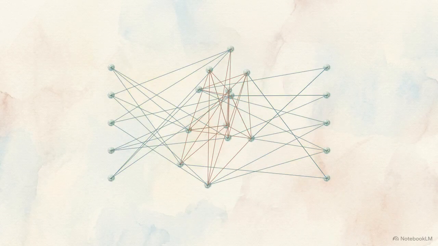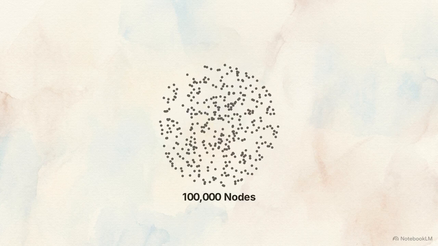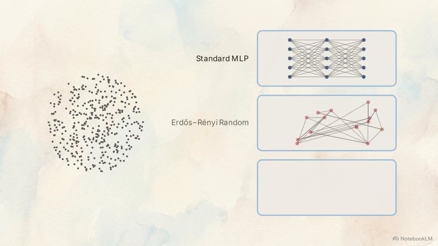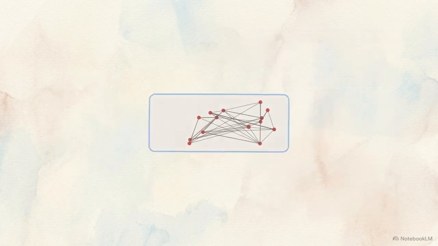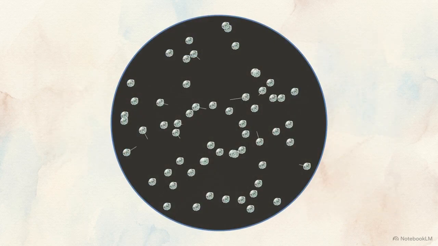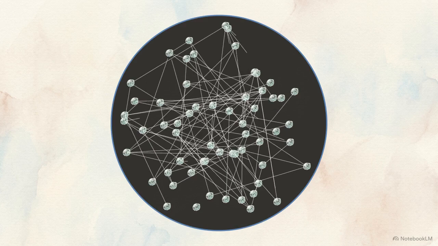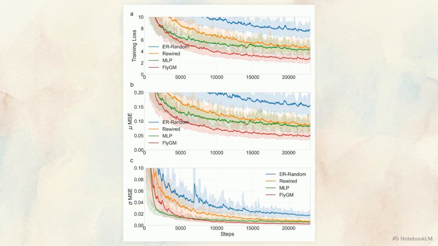This raises a critical control question. Is FlyGM's success a direct result of its specific biological wiring, or is it simply a byproduct of having the massive parameter count of a 100,000-node graph? To test this, researchers measured FlyGM against 3 baselines: a standard MLP, an Erdos-Renyi random graph, and a degree-preserving rewired graph. An Erdos-Renyi graph is a mathematically generated network where edges are connected entirely at random, providing a baseline for unstructured complexity. This chart tracks total training loss as a proxy for sample efficiency.